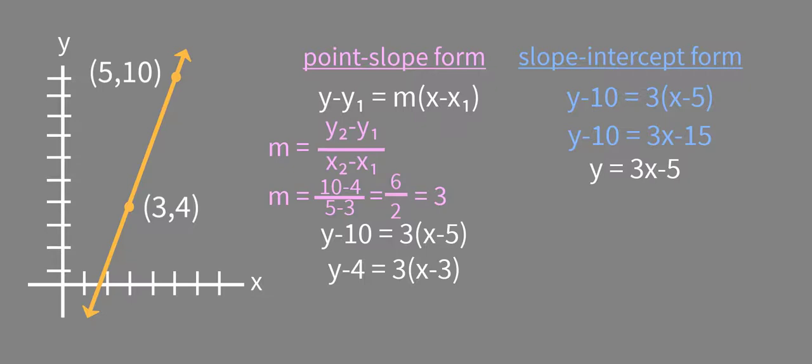And now we'll go ahead and use the other equation to show that they both yield the same slope-intercept form. So y minus 4 equals 3 times x minus 3. Distribute the 3, y minus 4 equals 3x minus 9. Add 4 to both sides, and we get y equals 3x minus 9 plus 4, which is minus 5. So there's the same slope-intercept form, and that also verifies that both of our point-slope equations are correct.